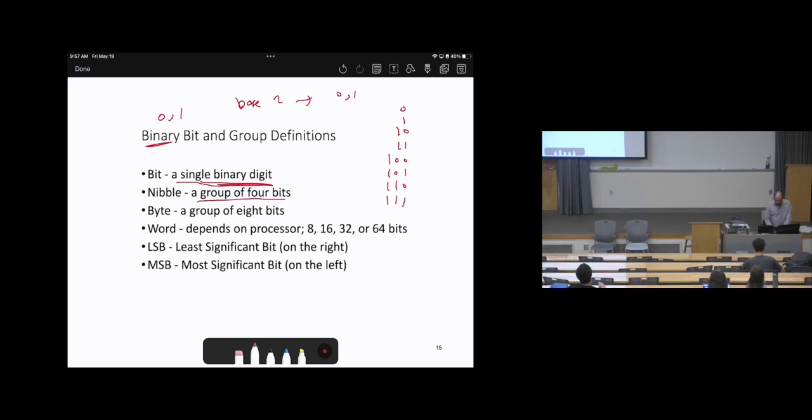When there is a group of 4 bits, we call it a nibble. When there is a byte, it is 8 bits. A word depends on the microprocessor. If this word is a combination of 8 bits, 16 bits, 32, or 64 bits.